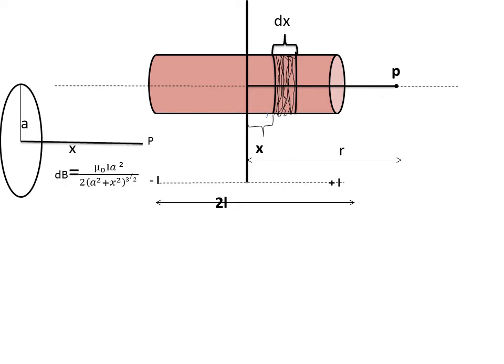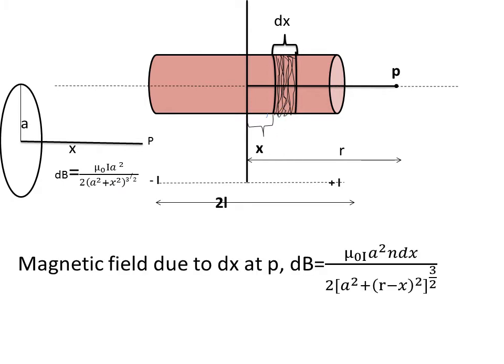Now we are going to use this equation. This is the equation for a circular loop of radius a, and P is a point at a distance x from the loop. Then the field at P, dB, is equal to mu 0 I a square by 2 into (a square plus x square) raised to 3 by 2. Now we are going to use this equation to find the magnetic field due to this element dx. Let us call it dB.